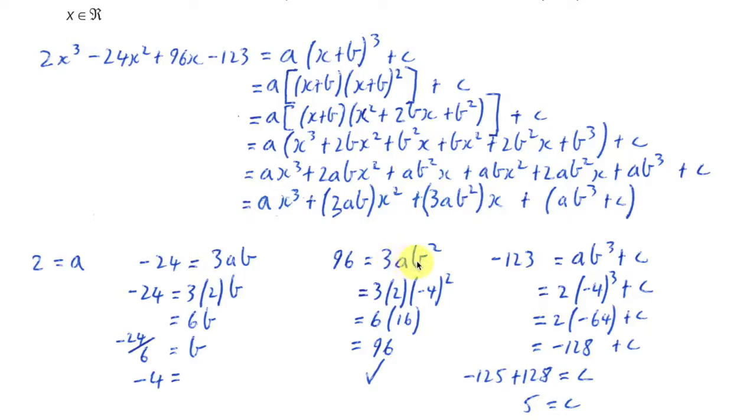Here I've got a and b. I already know what they are, but this just verifies that I'm on track. I get 96 equaling 96. But this equation has an unknown c, which I need to solve for the final little piece of my jigsaw. I've got negative 123 equaling ab cubed plus c. So a is equal to 2, b is equal to negative 4, and I can go through the algebra and work out that c is equal to 5.